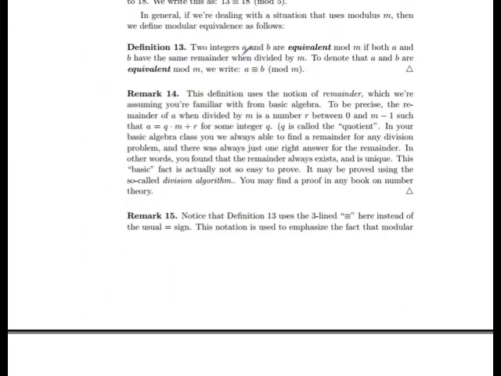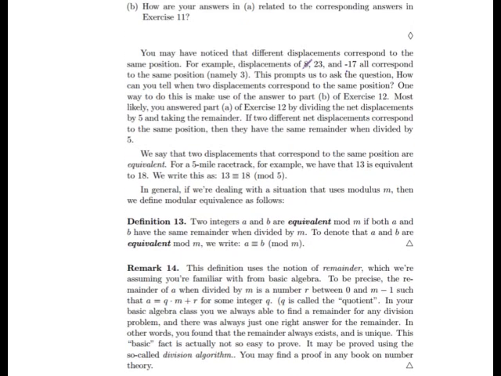Okay. We say two integers are equivalent basically if you end up at the same net displacement. So the formal definition: two integers a and b are equivalent mod m if both a and b have the same remainder when divided by m. Okay, let's see how that works in our example. If you have 8 or 23, we said the modulus is 5. If you divide 8 by 5, you have remainder 3.